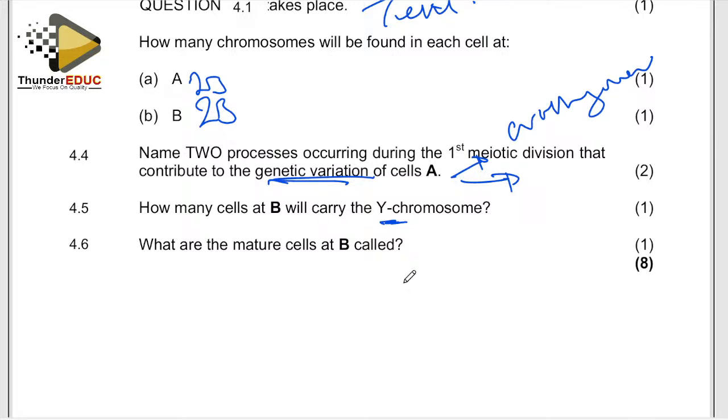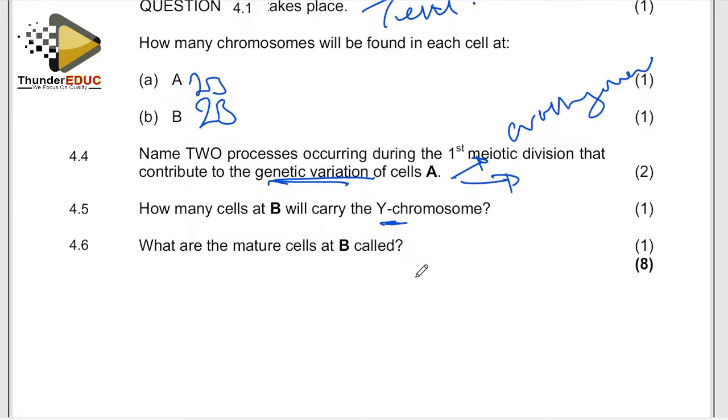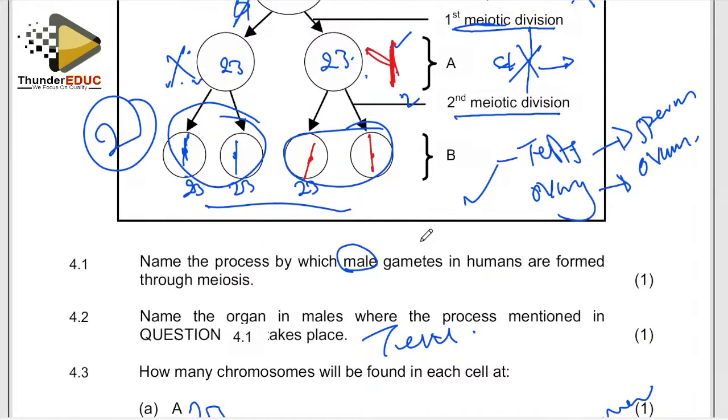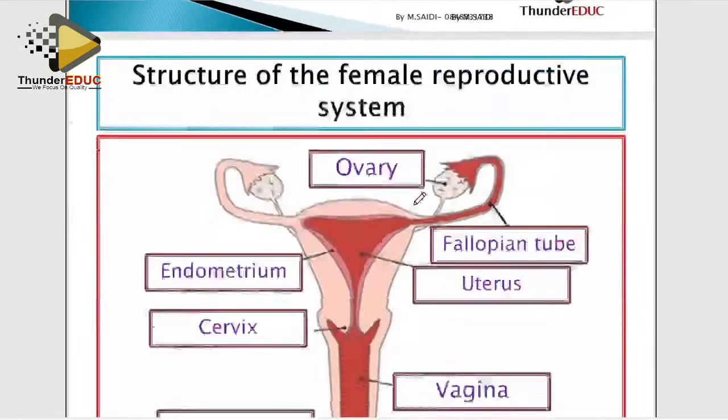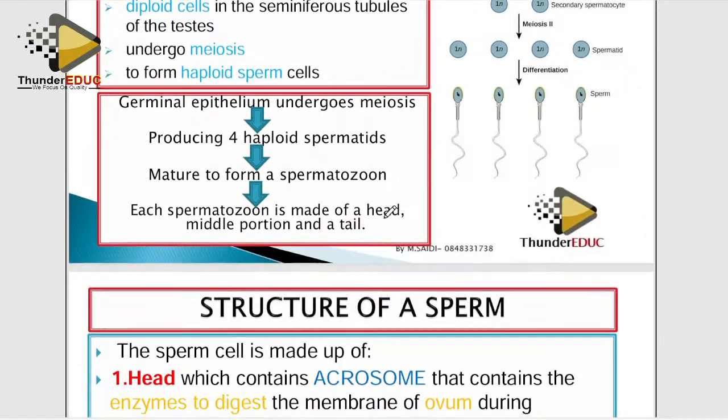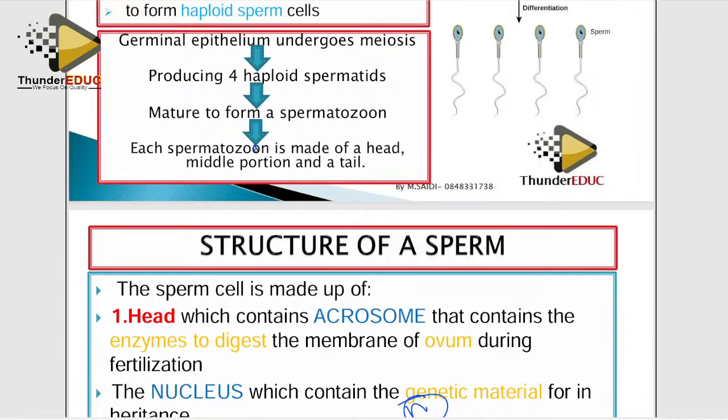What are the mature cells at B called? How do you call the mature cells at B? Spermatozoa. This is what I'm talking about. So the spermatozoa. That is it.